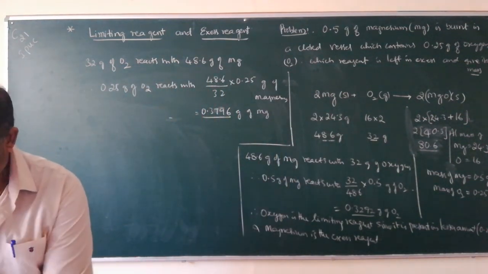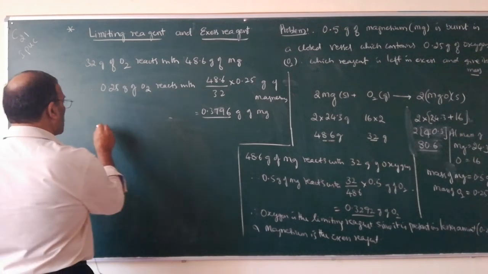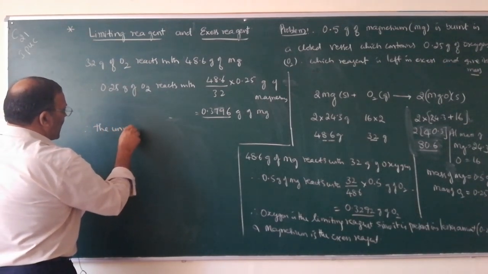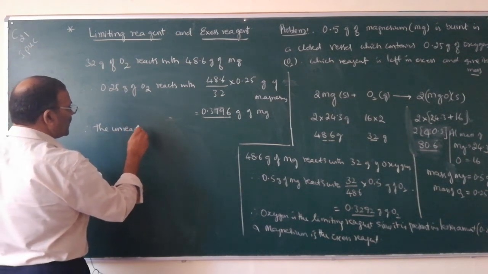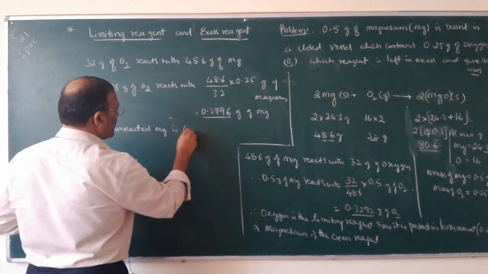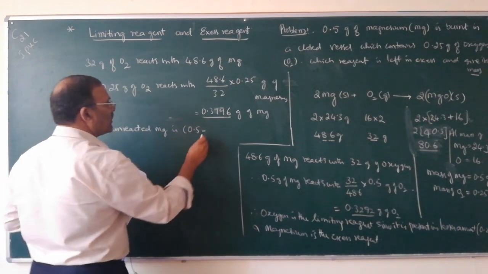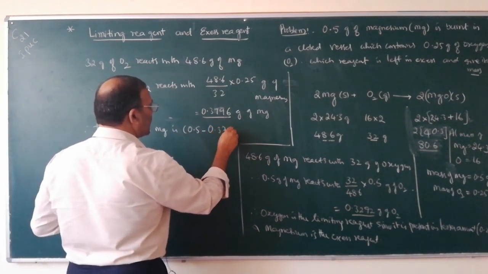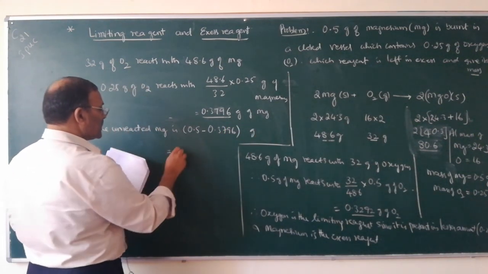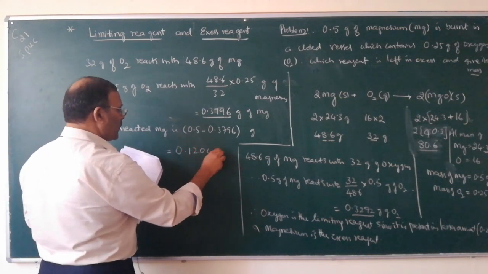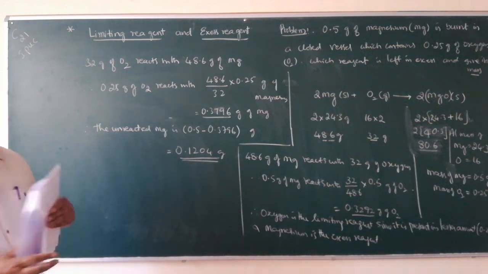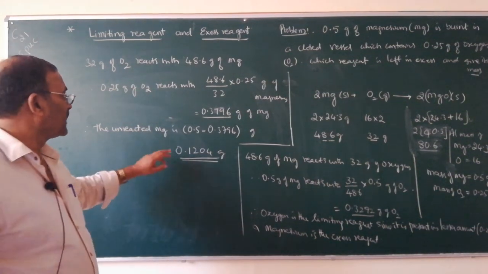So write down, therefore the unreacted magnesium is 0.5 minus 0.3796 grams, which equals 0.1204 gram. So this is the amount of magnesium that remains unreacted.